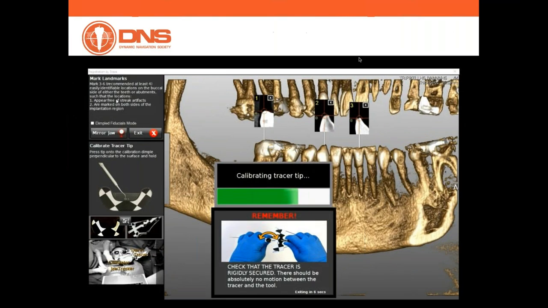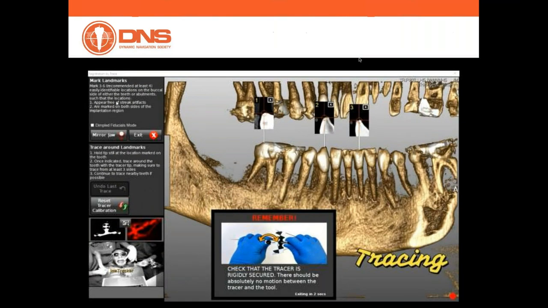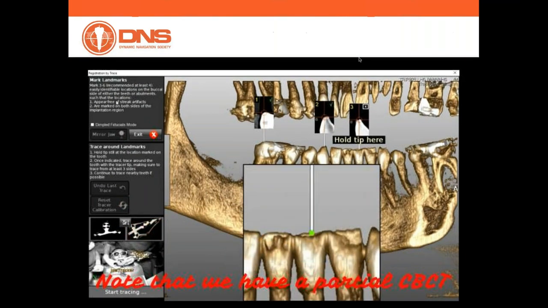So we start calibrating the tracer tip. At this point, I want you to know that we have a partial CBCT. It was not a mistake; the radiology department of the lab where we sent the patient gave us a partial CBCT, so we had to work with something less than a full mouth. And this has to do with something very important. It's the second lesson that we got from this case. I'm going to show you later on.